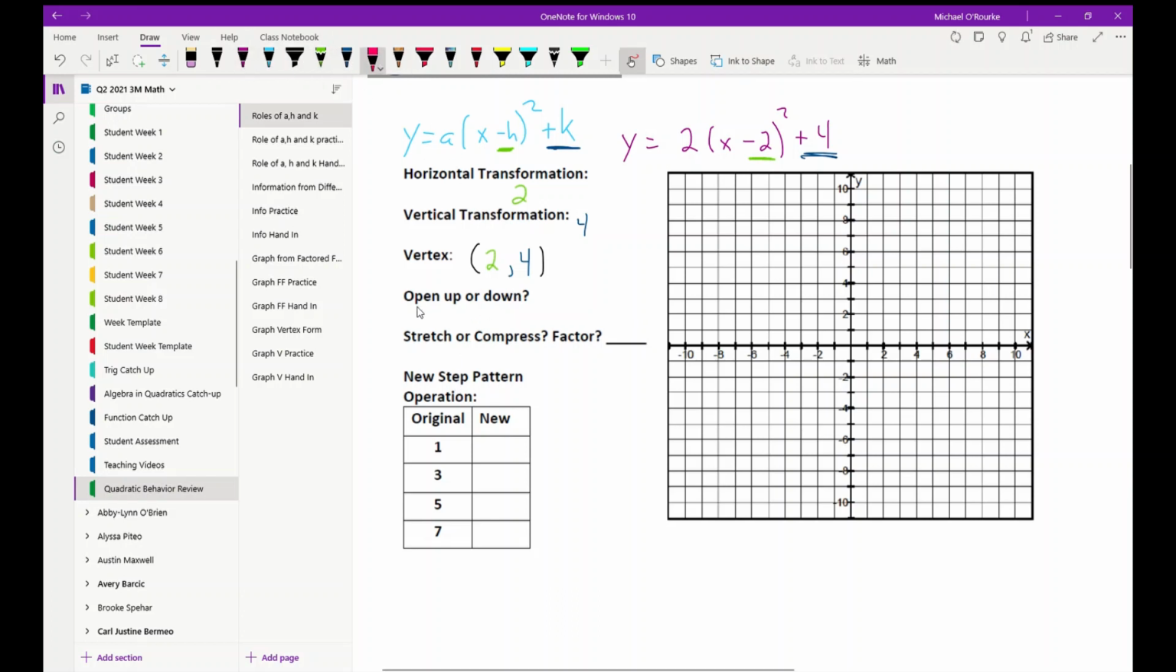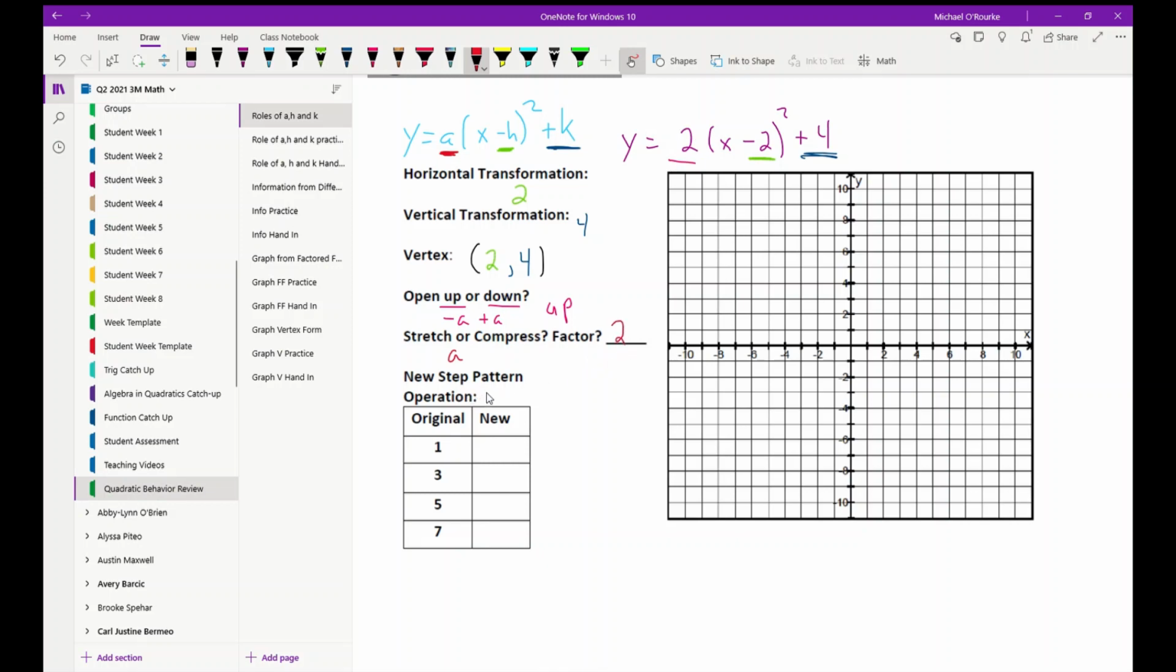Now for if it opens up or opens down, we're looking to see if it's a negative a or a positive a. If I look here, it's a positive one, so it's going to open up. And this here is my a value. What's my stretch or compress? That's this one here, and it's a 2.